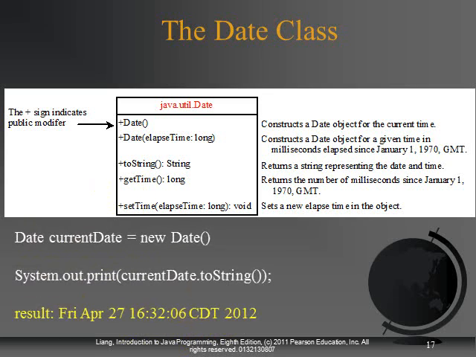Well, you can use the Date class to instantiate an instance for the current date and time by using the no-args or empty constructor of the Date class. And then we can use its toString method to return the date and time as a string. Much simpler than that date program that we exercised very early in the semester.